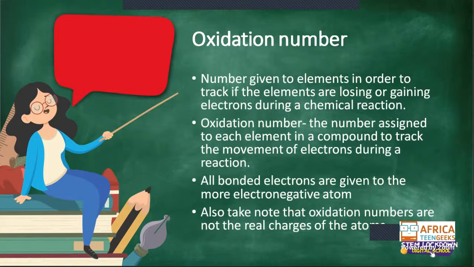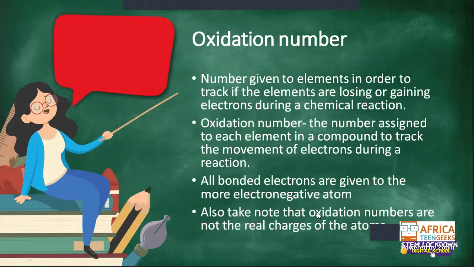So all bonded electrons are given to the more electronegative atom. Okay, which means this is basically talking about the bonds. The bonds always go according to what is donated and what needs to be received. So I hope that you get that.